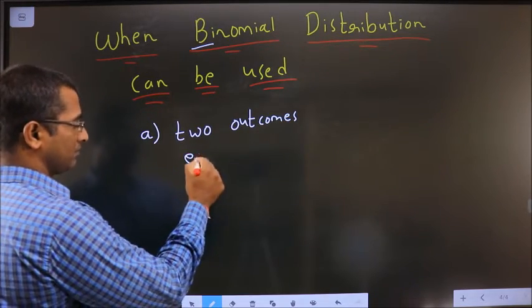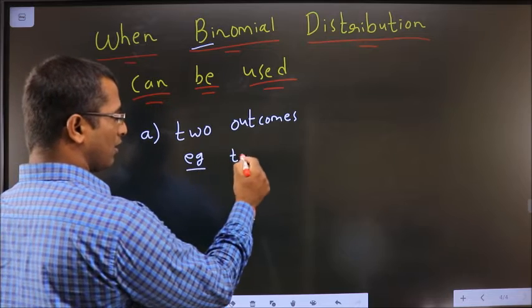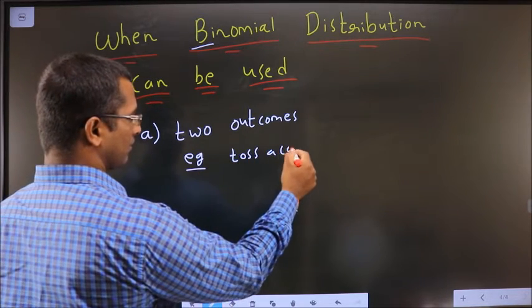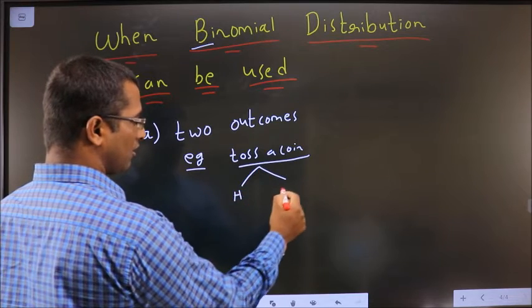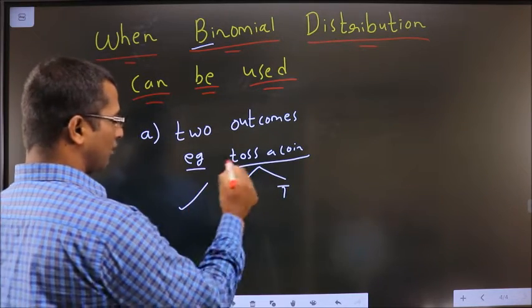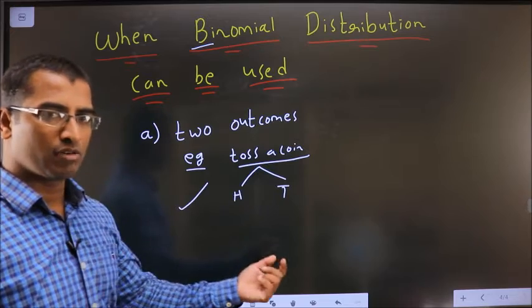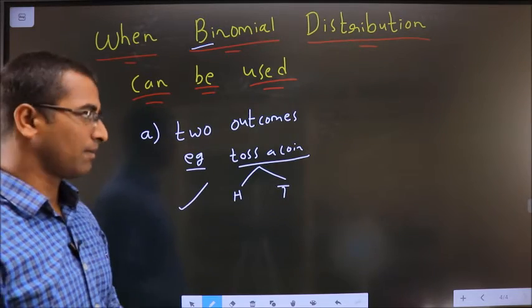Example: you toss a coin. How many outcomes will you get? Heads or tails. So binomial can be applied. Only two outcomes, you can apply binomial.